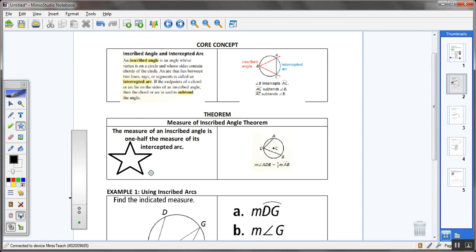Okay, so what this is saying is this. You have an arc right here. A to what, kids? A to, not C, but A to B. It's intercepted by angle what? D, okay? What this is really saying is the measure of angle D is half the measure of what? Arc AB.